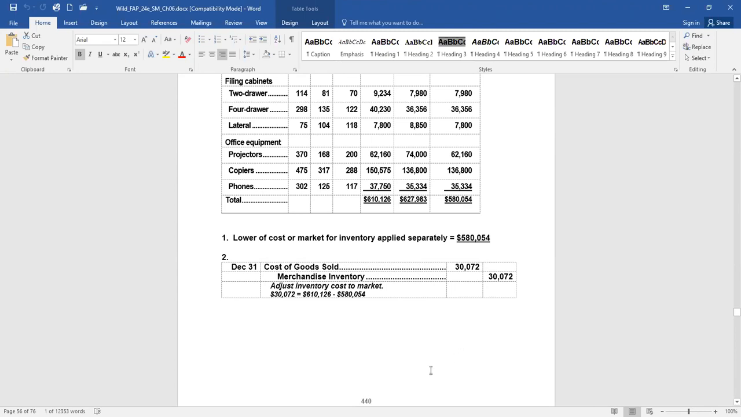Okay, so that's a great exercise on lower of cost or market value. Okay, so those are our review problems for Chapter 6. Please post your questions to the discussion board.